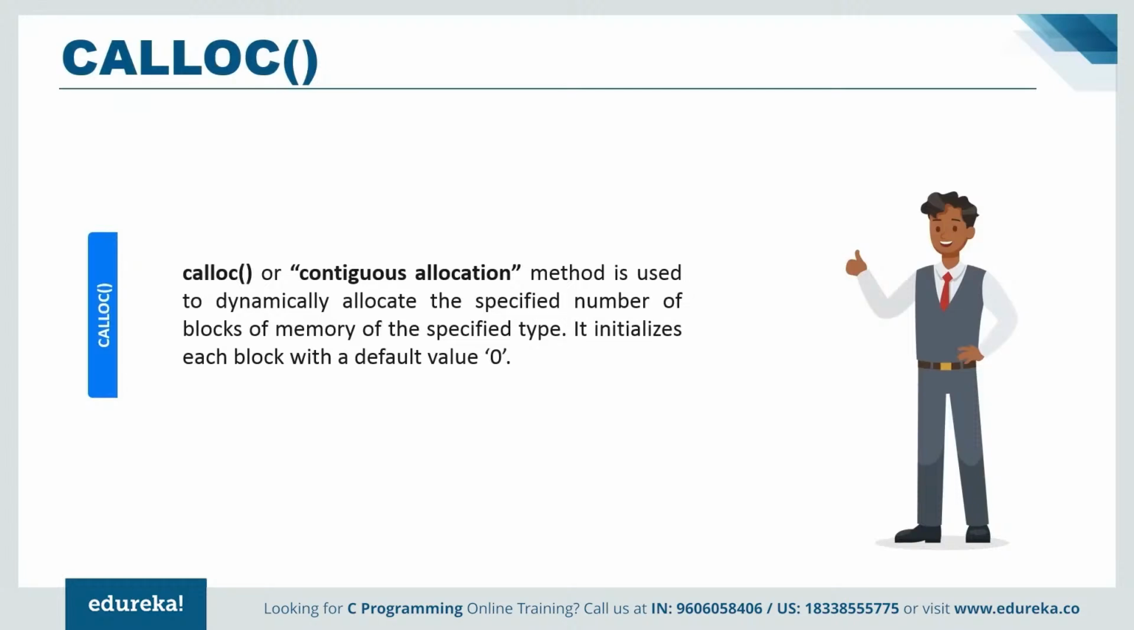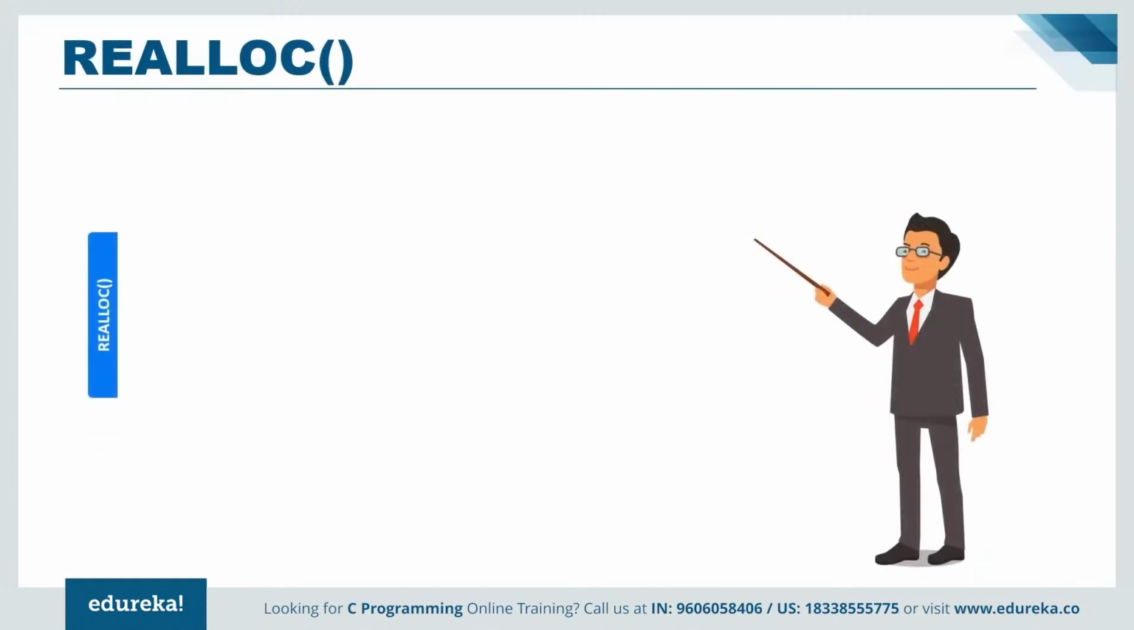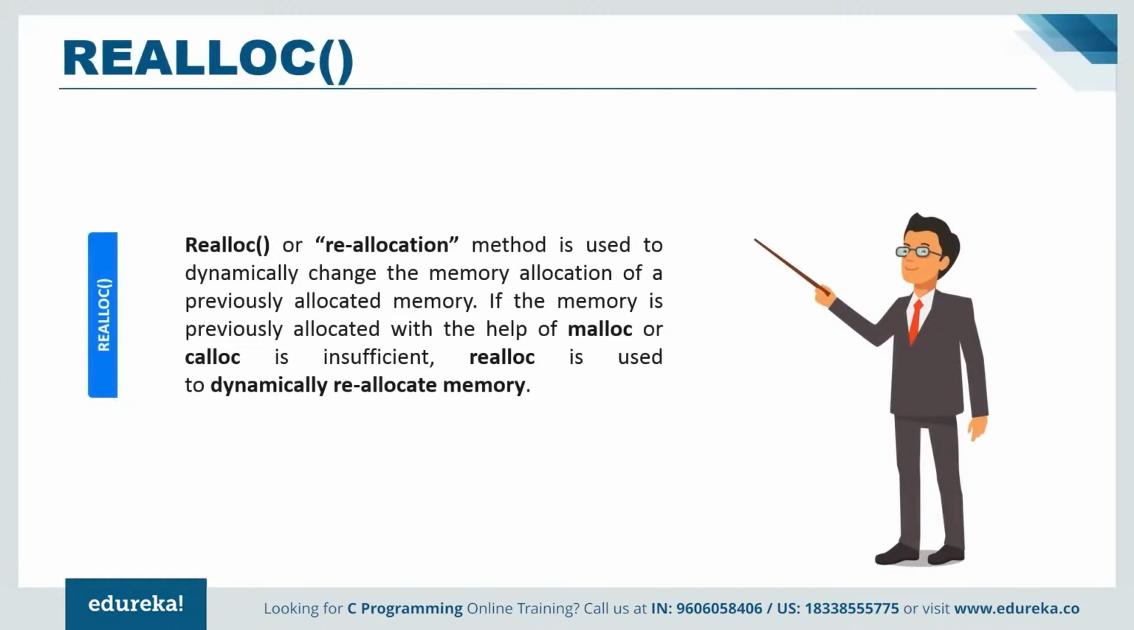The only difference between malloc and calloc is that malloc, after allocating a block of memory, will not initialize it with a default value of 0. Instead, a junk value is stored there. But in calloc, it will allocate each and every memory block with a default value of 0. Followed by that we have realloc. Realloc or reallocation is a method used to dynamically change the size of previously allocated memory. If the memory was previously allocated with the help of malloc or calloc, and in case it is insufficient, then you can use realloc and increase the memory size.